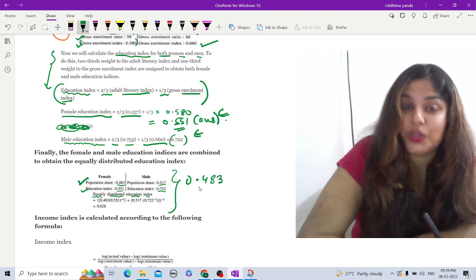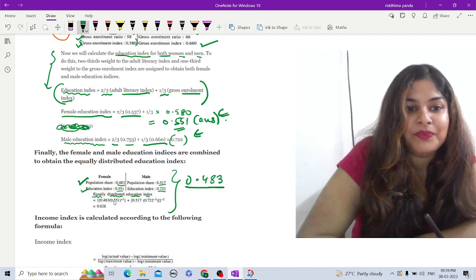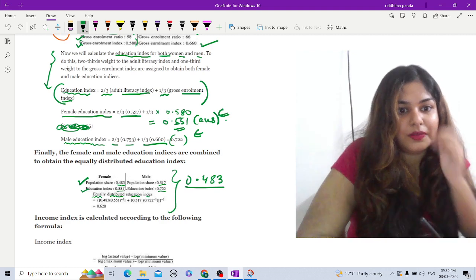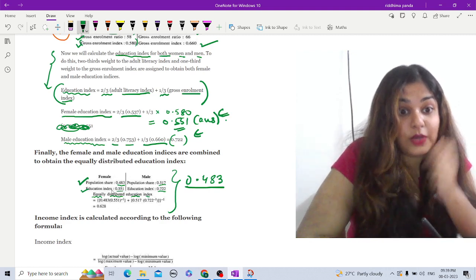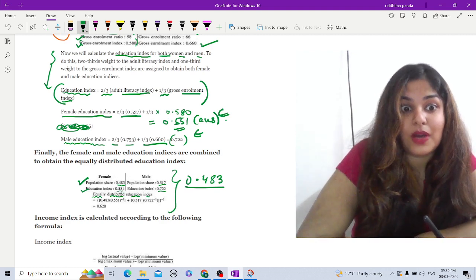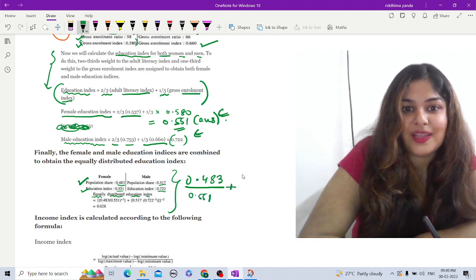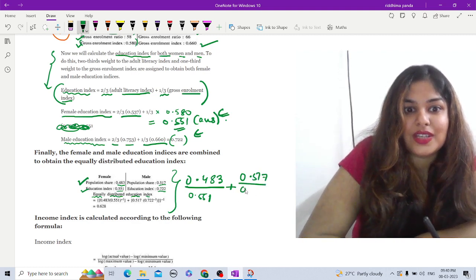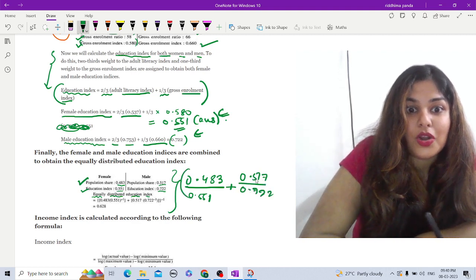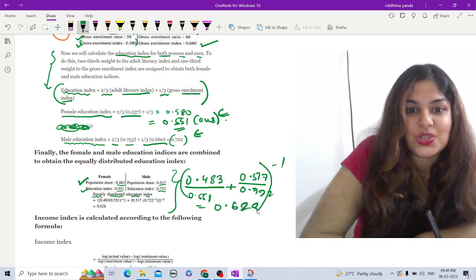So that is 0.483, as I told you, the population share, divided by the education index, the dimension index I have talked about, that is 0.551. Here we are using it for education. Plus again the male share of population divided by the education index for the male, that is 0.722. The whole to the power -1, because it is the reciprocal. So the answer is 0.628.